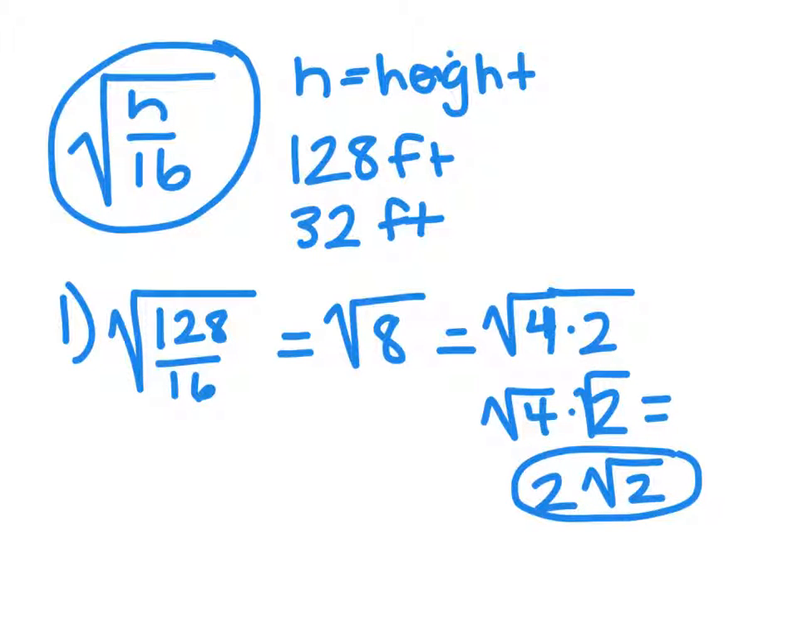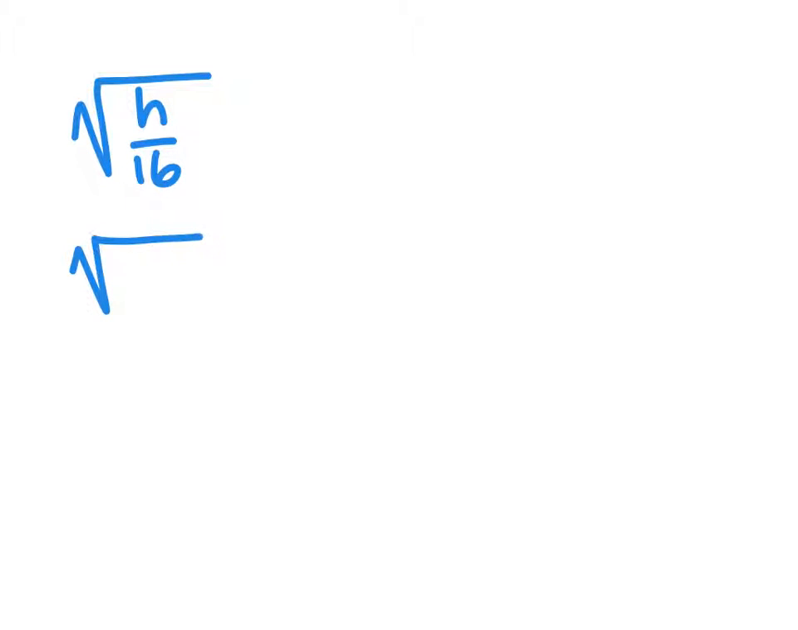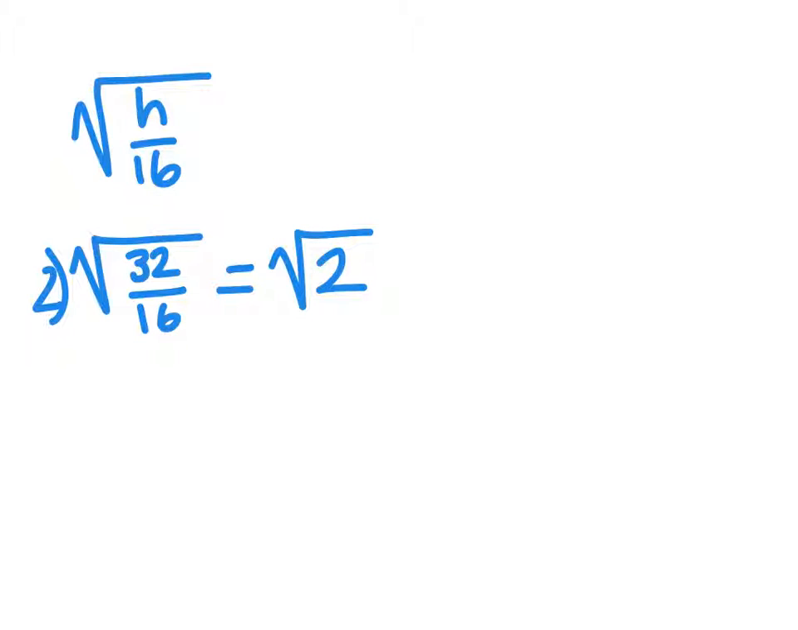Now let's calculate our time when the object drops 32 feet. So once again, our time is calculated by the square root of h over 16. And in this case, part 2, h is going to equal 32. So we have 32 over 16. So 32 over 16 is going to give us the square root of 2, because we divide 32 by 16 to get 2, and that stays under that radical sign, so we have the square root of 2. And that's it. The answer is simply the square root of 2.